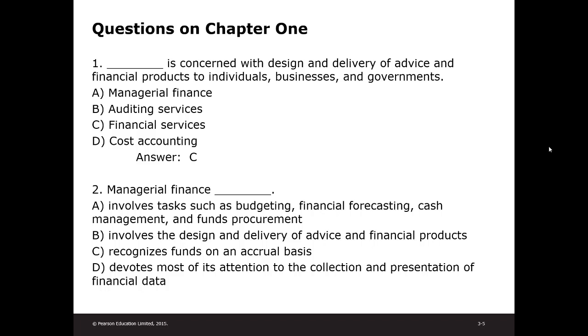Second question: managerial finance involves tasks such as budgeting, financial forecasting, cash management and fund procurement, or involves the design and delivery of advice and financial products, or recognizes funds on an accrual basis, or devotes most of its attention to the collection and presentation of financial data. The answer, I think, will be A, because these are the tasks of a financial manager, such as budgeting, financial forecasting, cash management, and funds procurement. All of these tasks are related to managerial finance. Neither the advice on financial products nor the collection and presentation of the financial data are considered tasks of managerial finance.